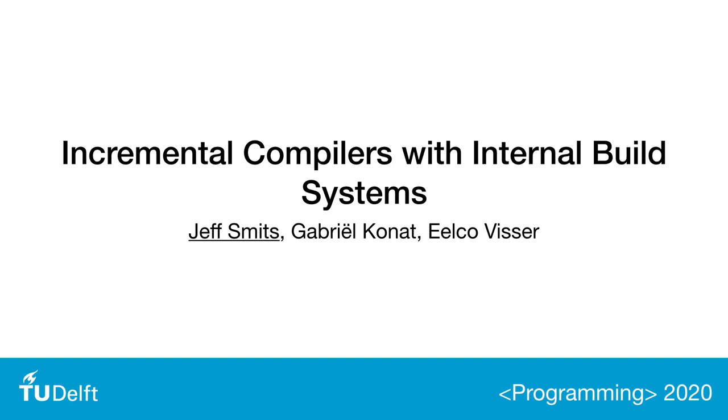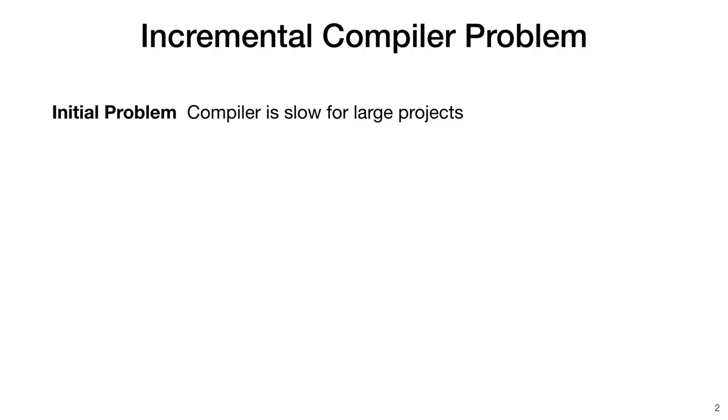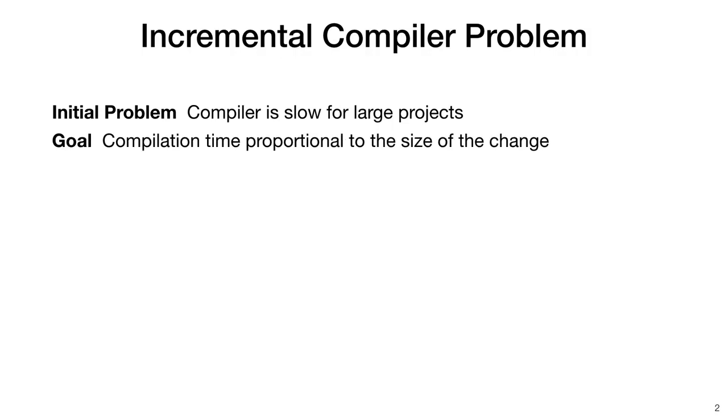This is a presentation on incremental compilers with internal build systems, which is work done in collaboration with Gabriel Cornat and Ilko Visser. The initial problem that might motivate someone to look into an incremental compiler is that the current compiler is becoming rather slow for relatively large software projects. The goal of an incremental compiler is to make compilation speed proportional to the size of the change that was made since the project was last compiled, independent of the size of the project.